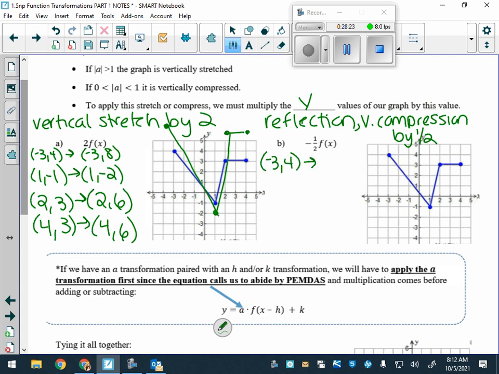So if I had -3, 4, which is my point, what would be my new point? Lucy? -3, you were right the first time. -2. -3, -2, because you're multiplying 4 by -1/2 to get -2. Okay?